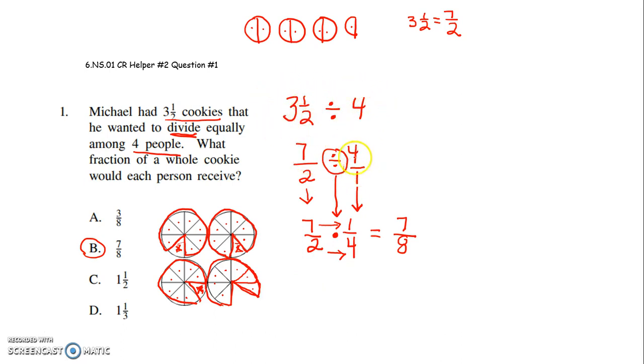Okay? So rewrite any mixed numbers as improper fractions. If you're given a whole number, make sure you put it over 1. Keep that first fraction, change your division to multiplication. Flip over that second fraction, then multiply straight across the top, straight across the bottom. Hope that helps.